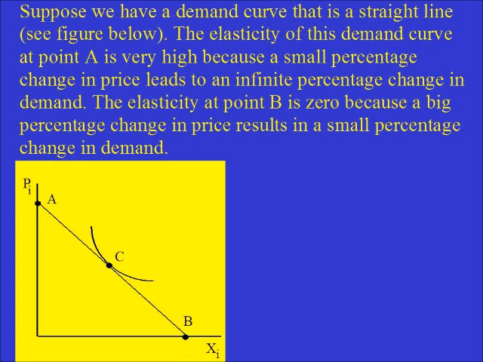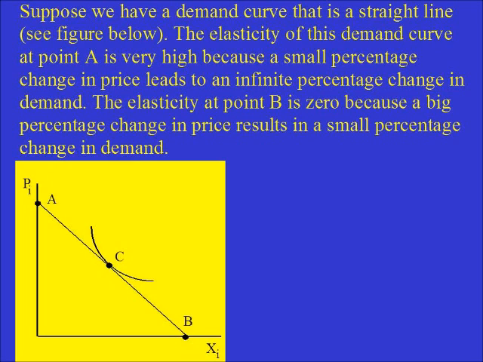Suppose we have a demand curve that's a straight line, just like the figure below. The elasticity at every point in the demand curve is going to be different. Up high, it's going to be very elastic, and down below it's going to be very inelastic. Let's look at point A. The elasticity of demand at point A is very high because a small percentage change in price is going to lead to an infinite percentage change in demand. We say that's elastic.